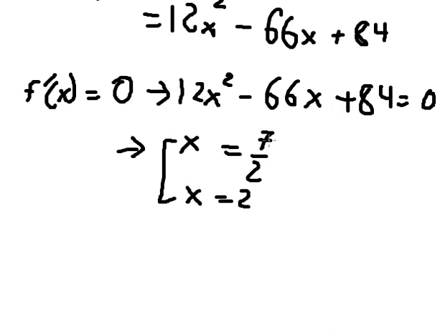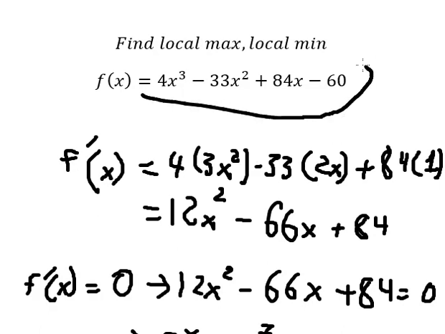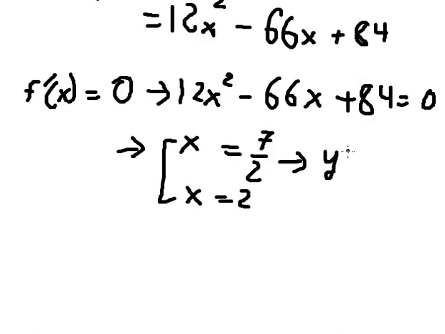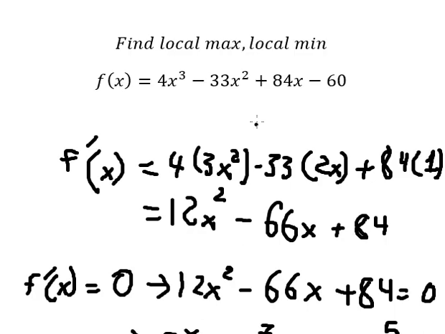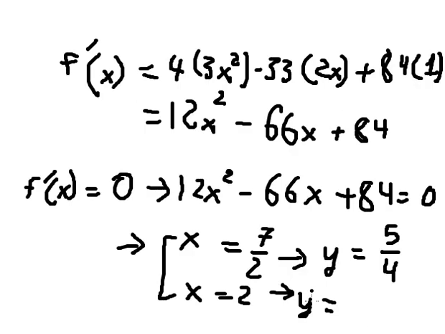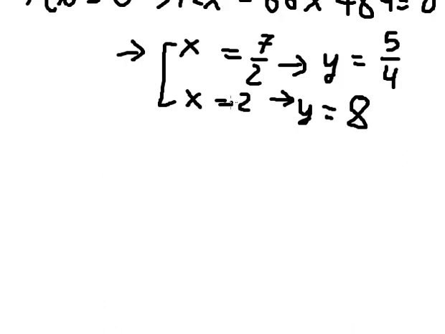After you get 7 over 2 and number 2, we put these back into the function, and we have 5 over 4. And this one, we put number 2 in here, and we have number 8. But we cannot figure out which one is the local max and which is the local min.